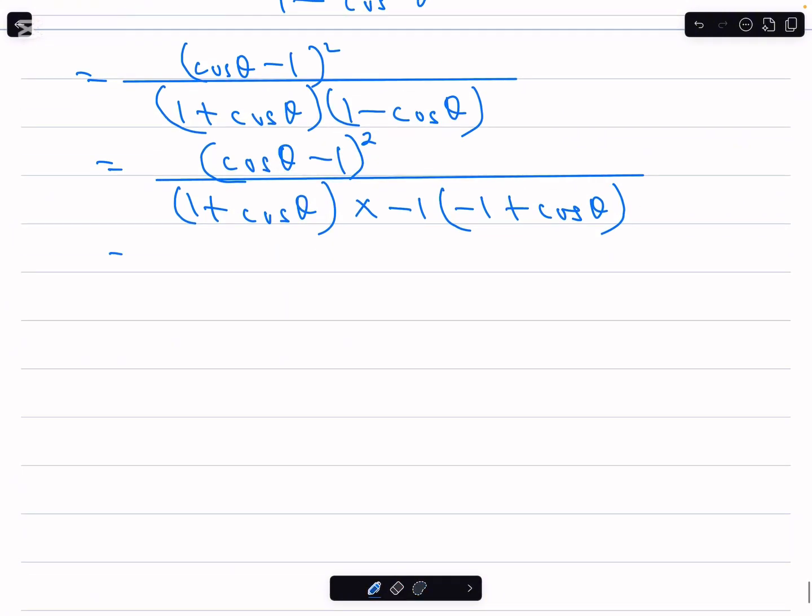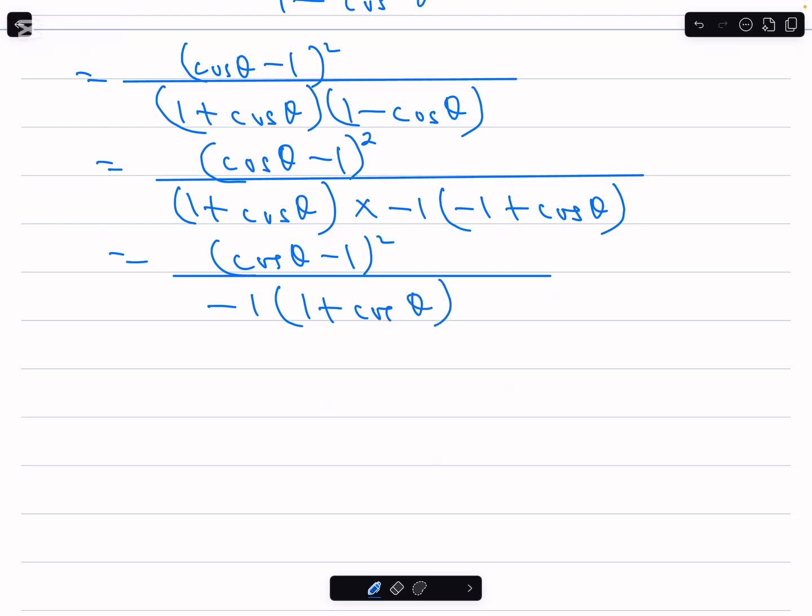So that simply means I can now say cos theta minus 1 all square over this minus 1. I can bring it outside there. I can write it as minus 1 into bracket 1 plus cos theta. I'm just bringing this minus 1 here since it's multiplication. A times b times c is the same as a times c times b, or b times a times c, however you choose to arrange, it's still the same. So minus 1 will be here, and I have this 1 plus cos theta, and I'll be left with minus 1 plus cos theta, which is the same as cos theta minus 1.